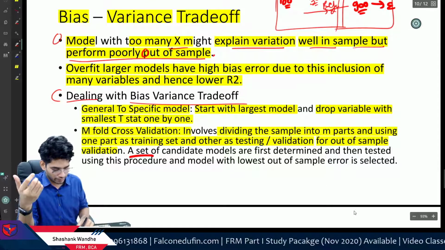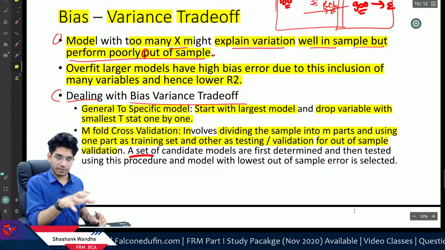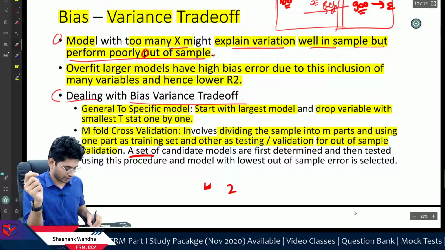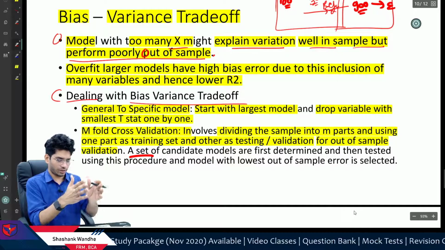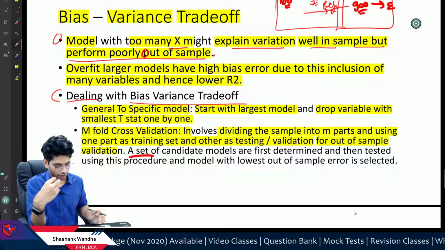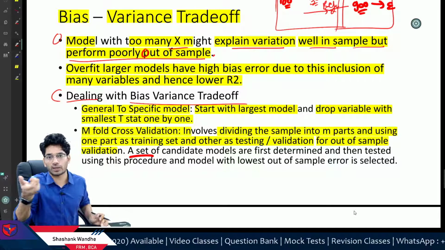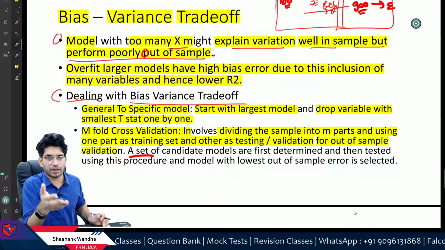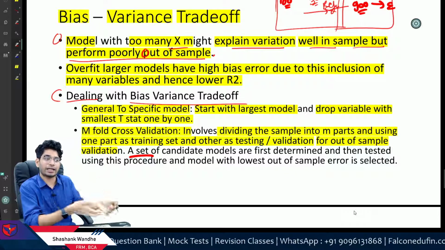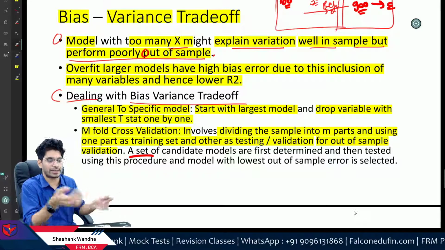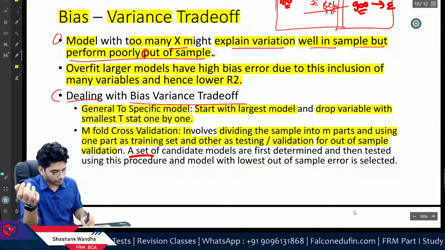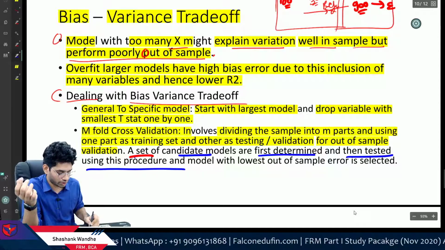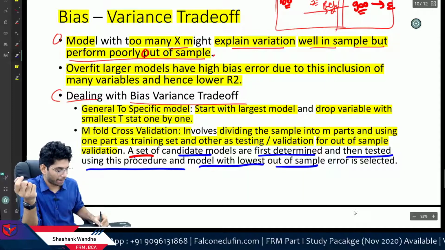A set of candidate models. So this is an m-fold cross validation model. M-fold is generally used for, say, 10 or 20 folds, as we discussed. You have certain observations, so m part is used for the training data set and 1 minus m is used for the testing data set. A set of candidate models are first determined and then tested using this procedure, and the model with the lowest out-of-sample error is selected.